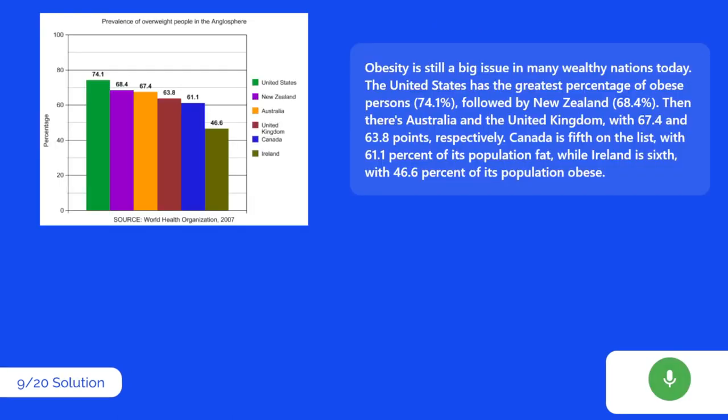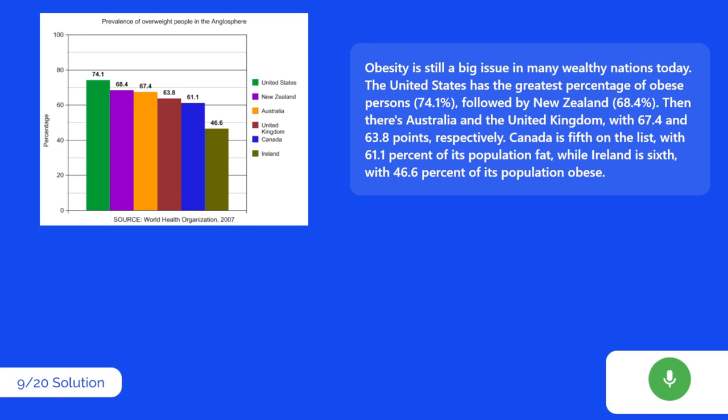Obesity is still a big issue in many wealthy nations today. The United States has the greatest percentage of obese persons, 74.1%, followed by New Zealand, 68.4%. Then there's Australia and the United Kingdom, with 67.4 and 63.8 points, respectively.